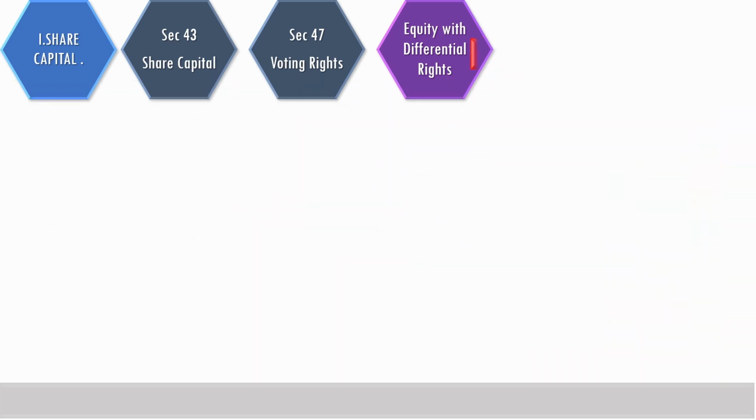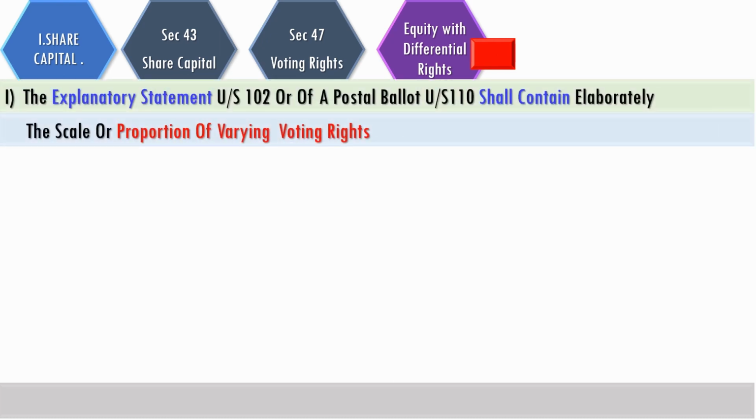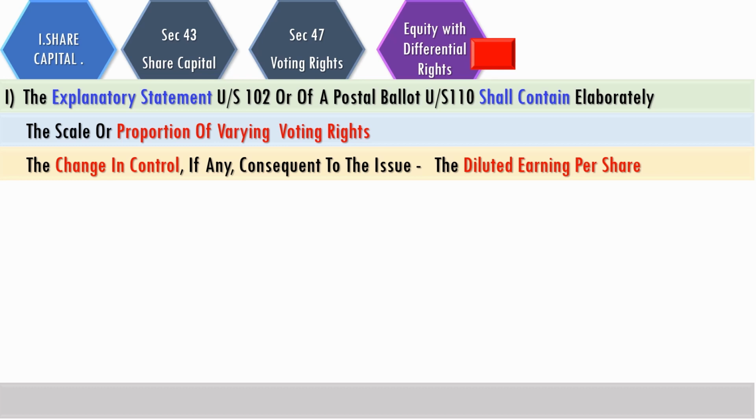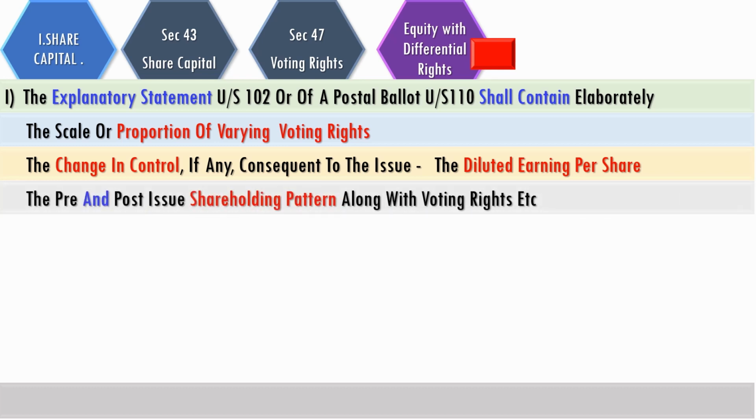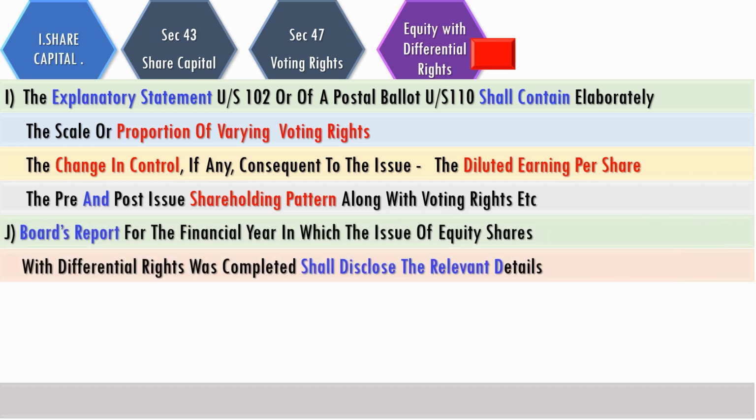It is required that the explanatory statement going with the resolution should specify the scale or proportion of varying voting rights, effect on control and the diluted earning per share, and the shareholding pattern before and after the issue. Board's report for the year should also disclose all the relevant details.